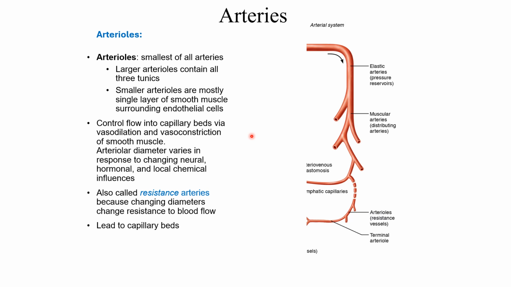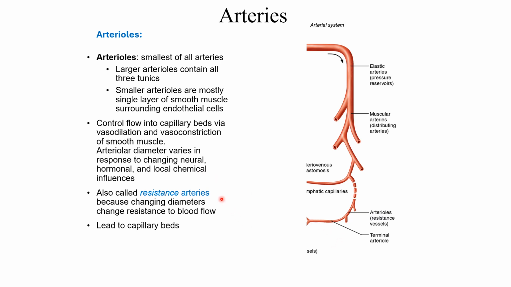bed. They can vasodilate, which means they can make their lumen larger, or they can vasoconstrict, which means they can make their lumen smaller, due to the smooth muscle present in them. And this arteriolar diameter varies in response to changing neural, hormonal, and local chemical influences. So they are influenced by neural stimuli, hormonal stimuli, and local chemical stimuli.